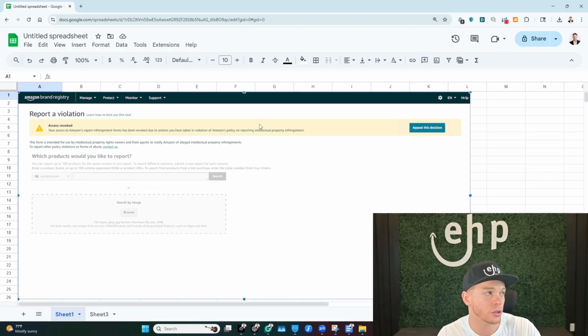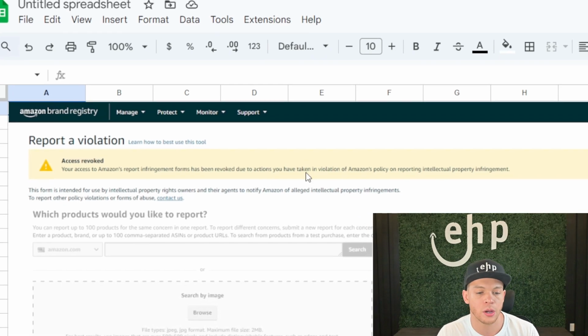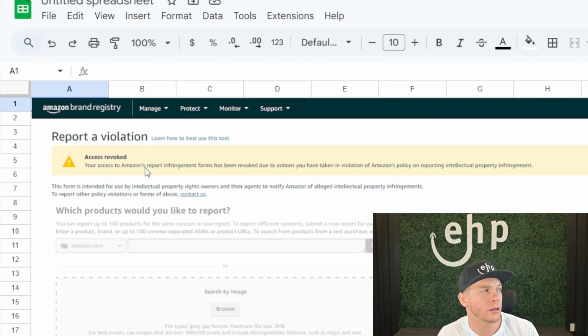Amazon revoked your brand registry account. Here's how to get it back. And there's two types of brand registry. Pretty much there's where they revoke your report of violation. This is the most common and the easiest to fix. You can see our client's access was revoked.